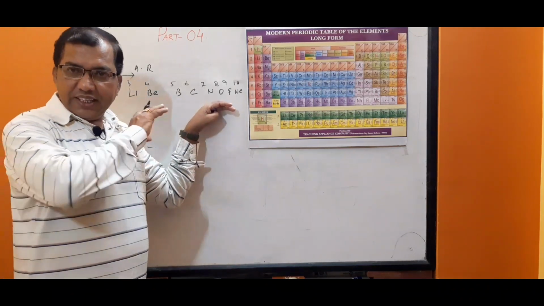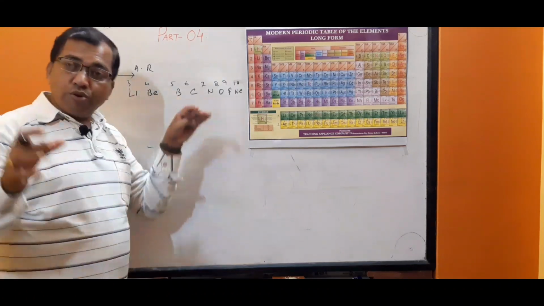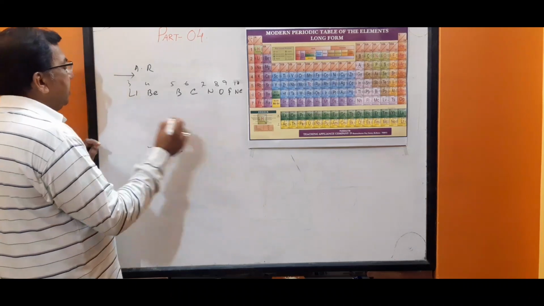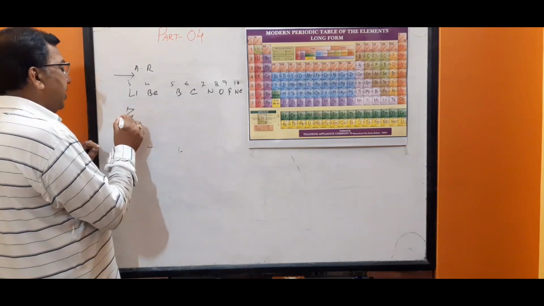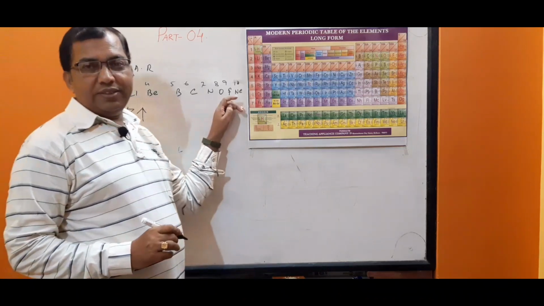Number of electrons is increasing. That means electrons are increasing, protons are increasing. That is the charge, the nuclear charge. That is the Z, nuclear charge. It is also increasing from left to right.